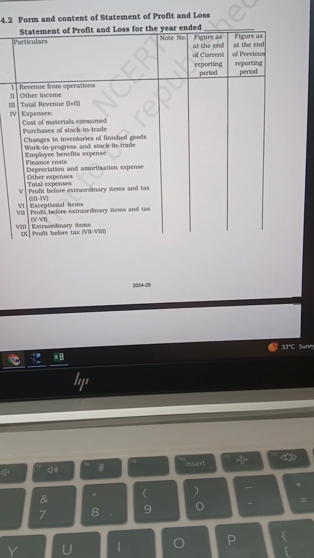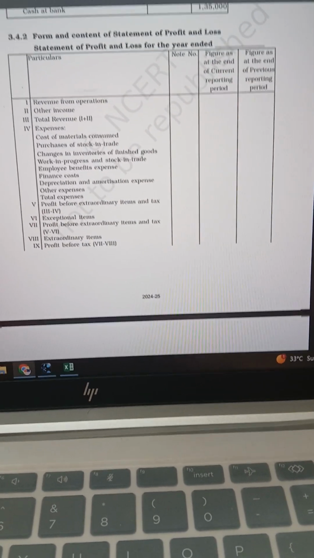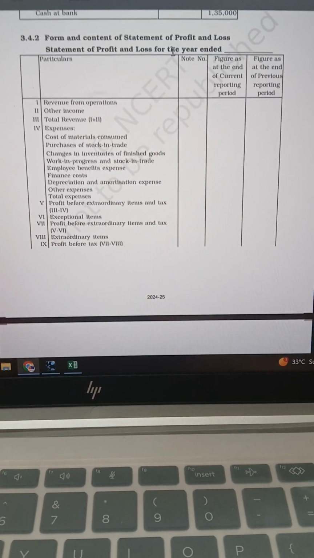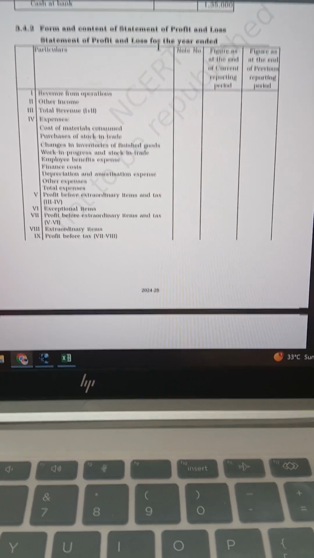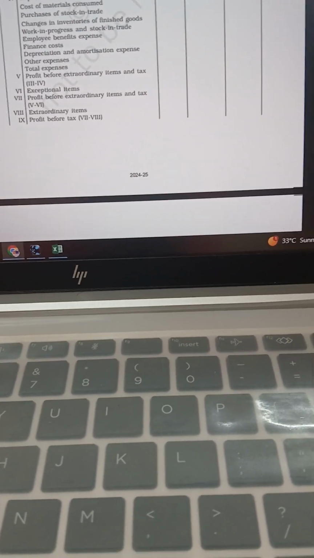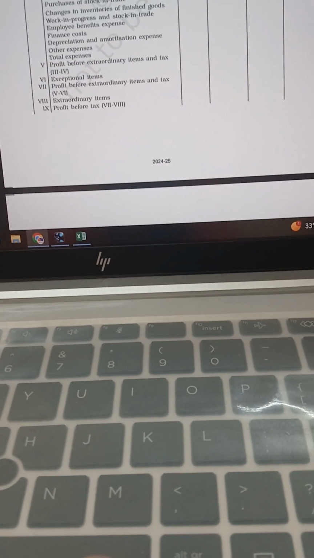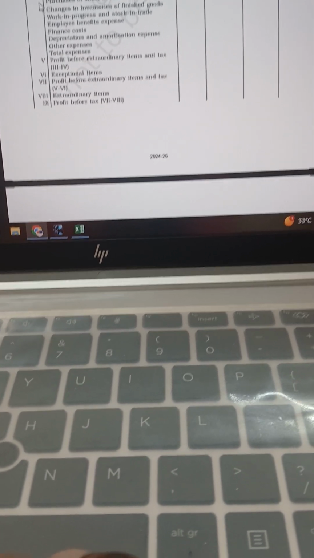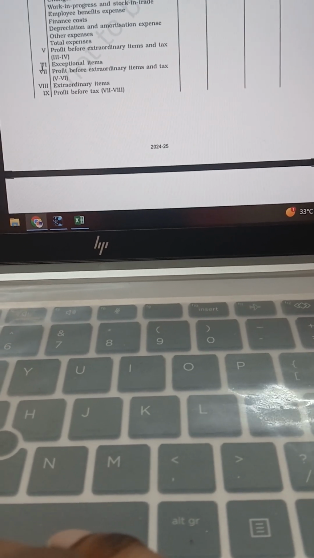Today's topic is the format of the profit and loss statement of a company. This format is given here. In this statement we first write a heading as statement of profit and loss for the year ended. Then we draw the columns. The first column is the number of items, first item, second item, like that. Then the particulars column, then note number.